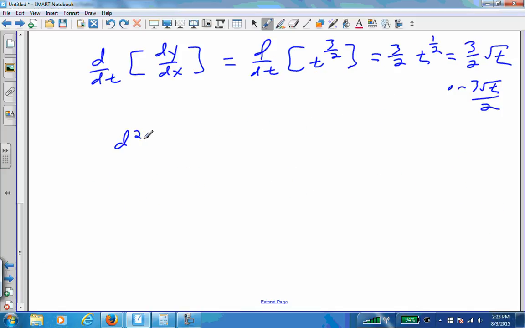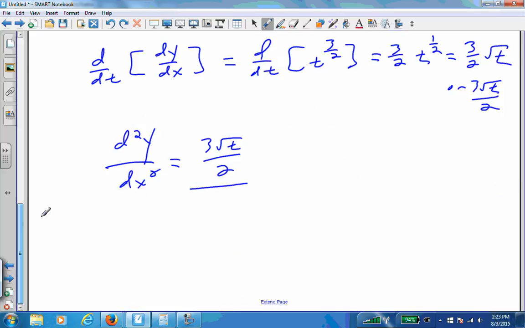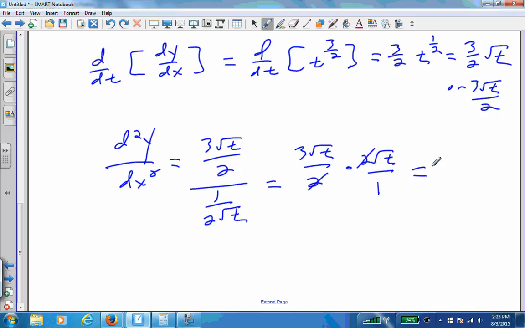So for our second derivative, we're going to do that divided by dx dt, which is 1 over 2 square roots of t. So 3 square roots of t over 2 times 2 square roots of t over 1. What does that simplify to? 3t. Square root times itself, square root squared, so the square roots cancel.